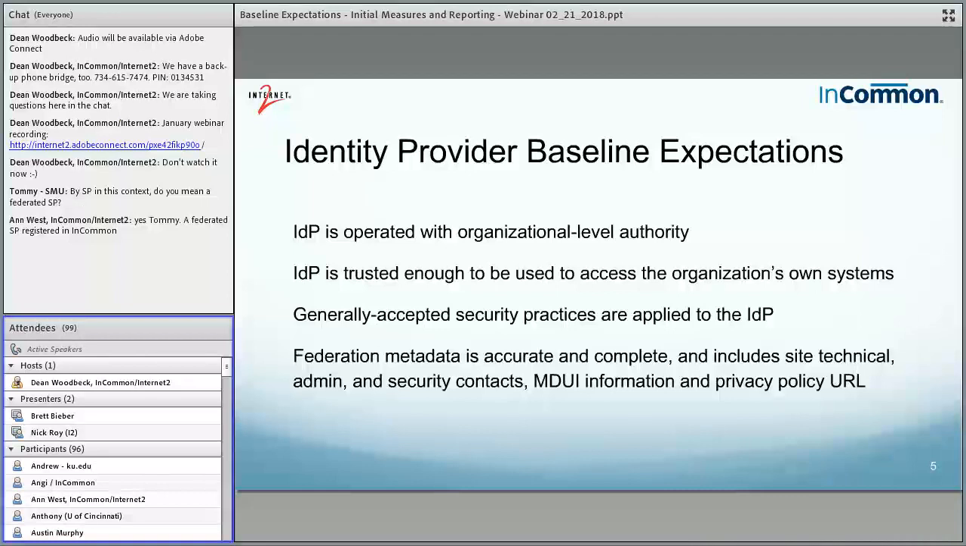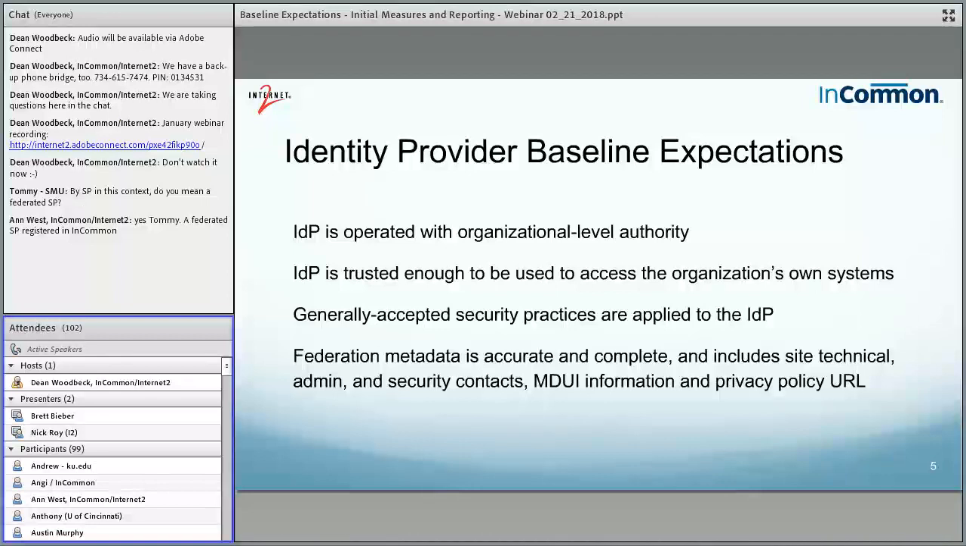So this is basically a golden rule. Do unto others as you would do unto yourselves. You want to make sure that you're operating that IDP in such a way that you would use it to run your own sensitive business. And just a very common sense thing, apply generally accepted security practices to the IDP. Keep it patched, up to date. Keep the newest version of the federating software running on it, underlying operating system, et cetera.